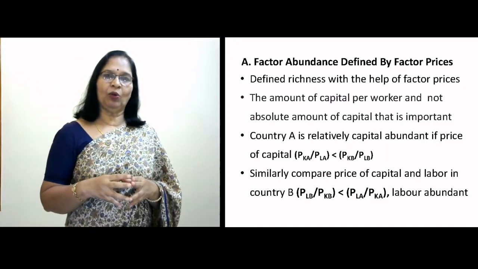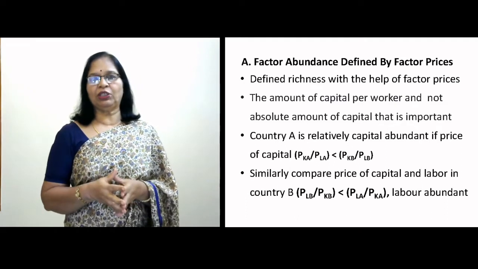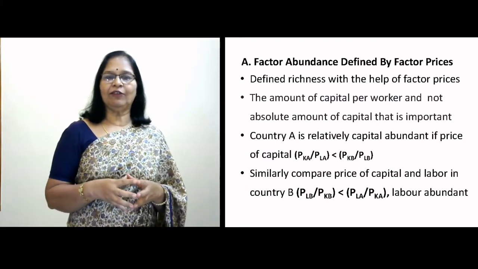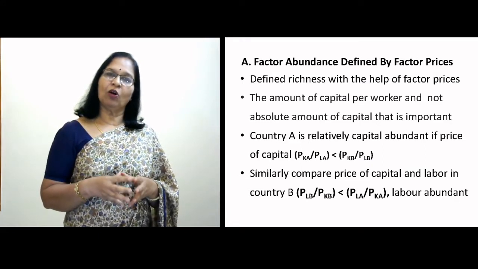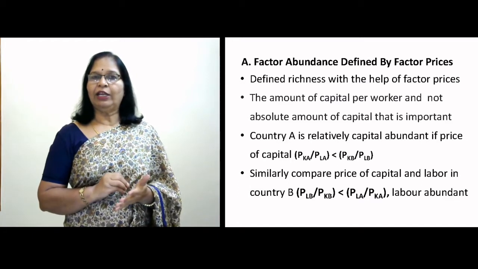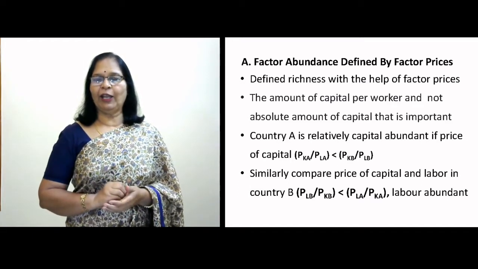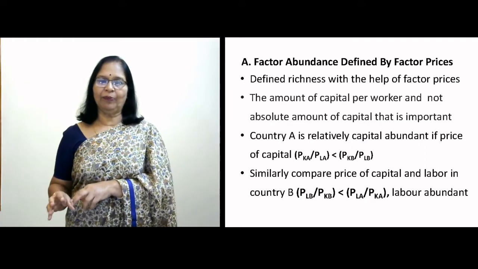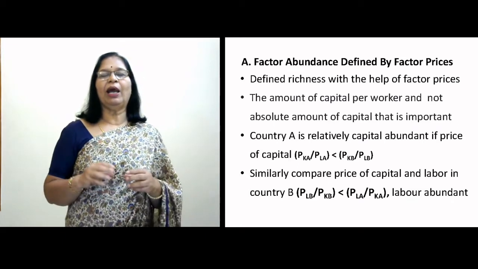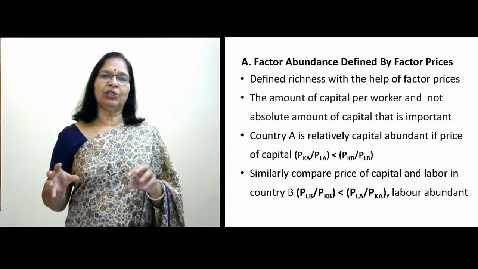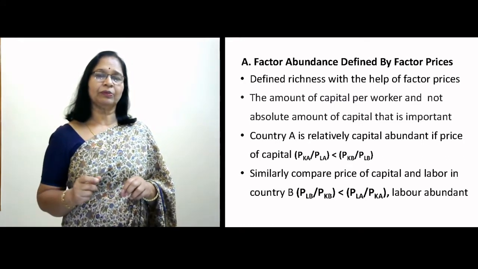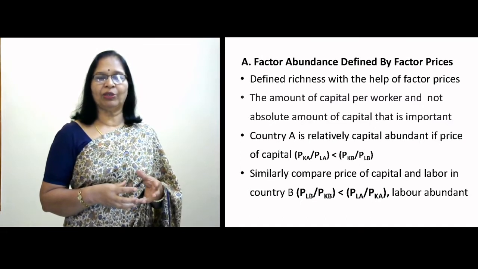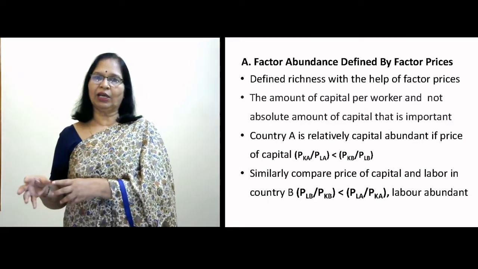The amount of capital per worker is what is important, not the total quantity of workers available in this particular criterion. And we say that country A will be relatively capital abundant if the price of capital in country A divided by the price of labor in country A is lesser than the price of capital in country B divided by the price of labor in country B. So within the country also capital is cheaper, and between the countries also country A is cheaper in capital than that of country B. The same argument can be put for country B, where labor in country B is cheaper than the labor cost in country A.